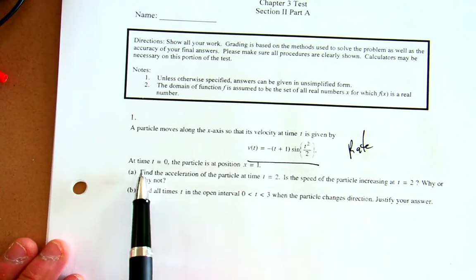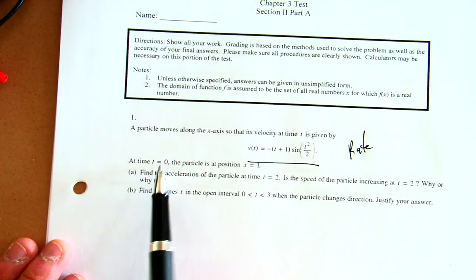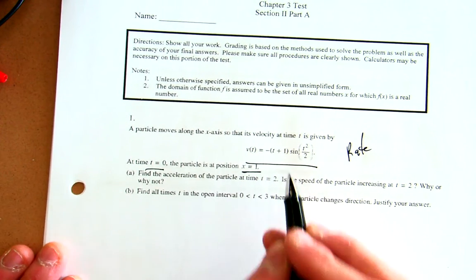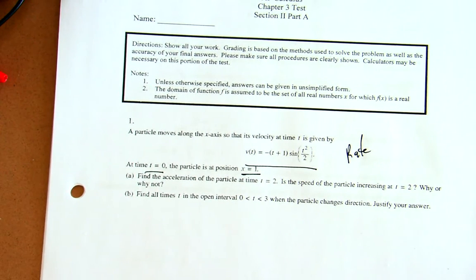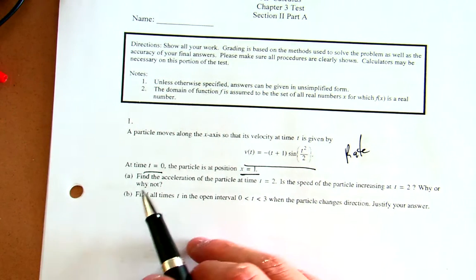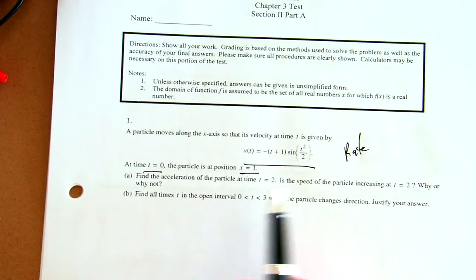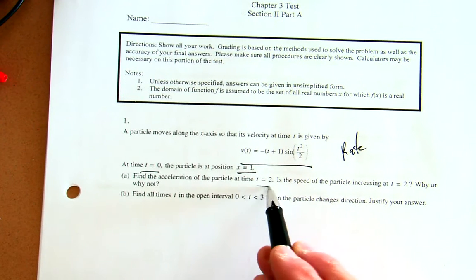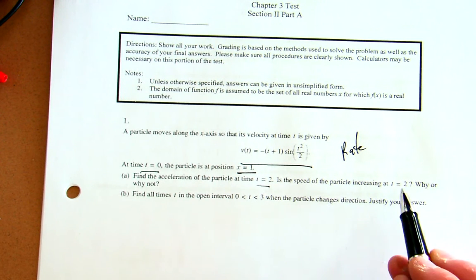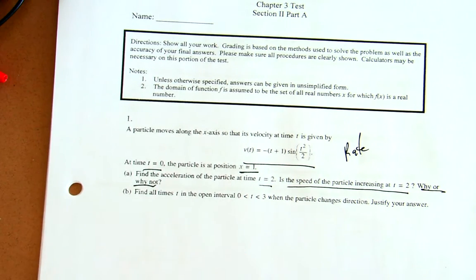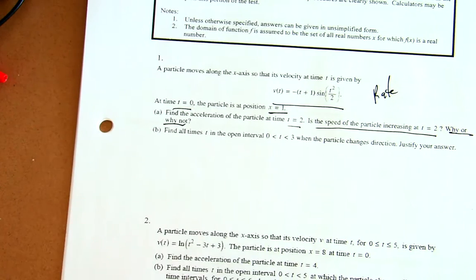Question A, and then it says here at time t equals 0, the particle is at position 1. So that's kind of like the initial value, right? So it says, part A, find the acceleration of the particle at time t equals 2. Is the speed of the particle increasing or decreasing at t equals 2? Why or why not? So there's 3 questions there, so we're going to answer those 3 questions now.